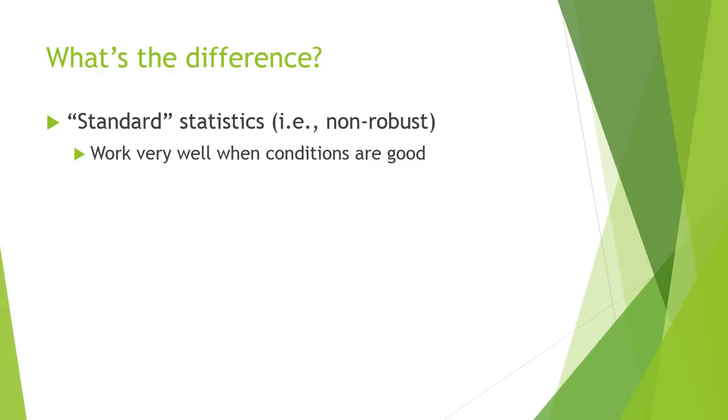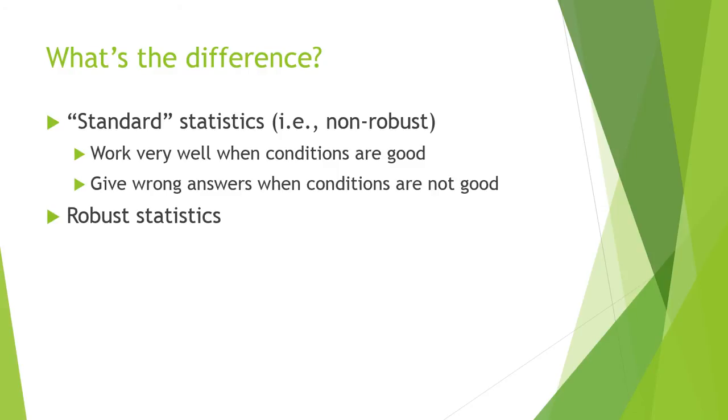So standard statistics, they work very well when the conditions are good. I think of them as high-performance race cars. If you have a nice, beautiful, smooth road, then they will get you from LA to New York in record time, as long as you have a beautiful, smooth road. But when conditions are not good, these statistics break down, kind of like an ultra-low riding, ground effects, tuned-up McLaren F1 hitting a gigantic pothole or going over a speed bump at 100 miles an hour. So very bad things happen. Now, in statistics, very bad things mean you get wrong answers or biased answers or something like that. So they give you wrong answers when the conditions are not good.